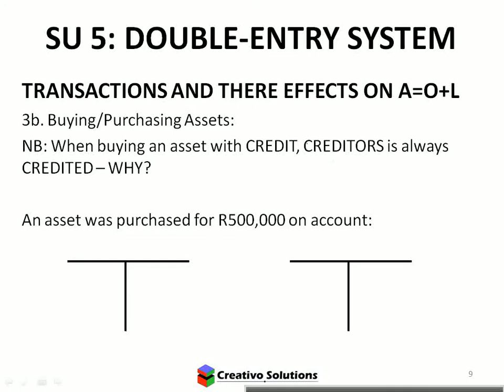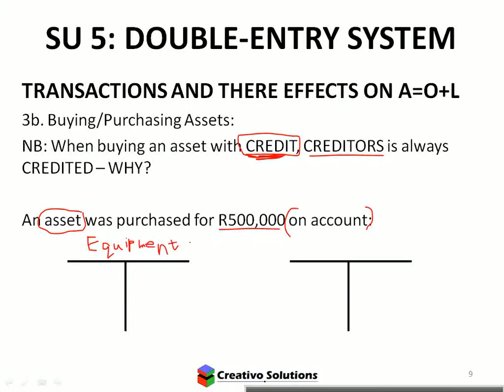Right, here's another one. Buying an asset with credit. So I'm still buying an asset, but now the perspective has changed. Well, 3A was cash, 3B is credit. So if I'm looking at credit, creditors is always credited. That's what you can study, that's what you can learn. You can look at the example to apply what you know. An asset was purchased for 500,000 on account. See, the keyword there is on account. Obviously, the word asset. Again, it could have been anything. Let's call it equipment. Doesn't matter. Equipment is an asset.